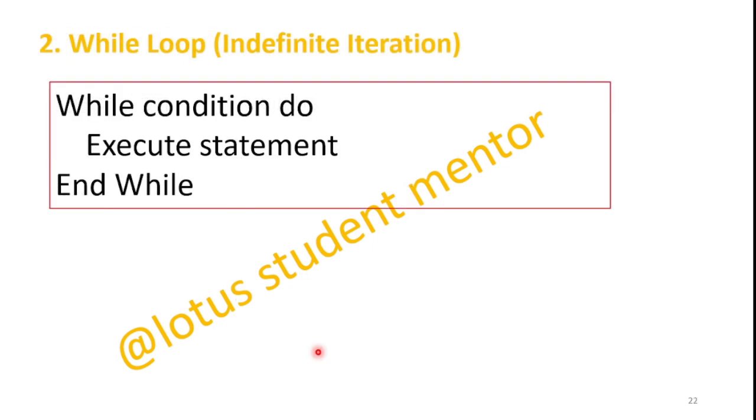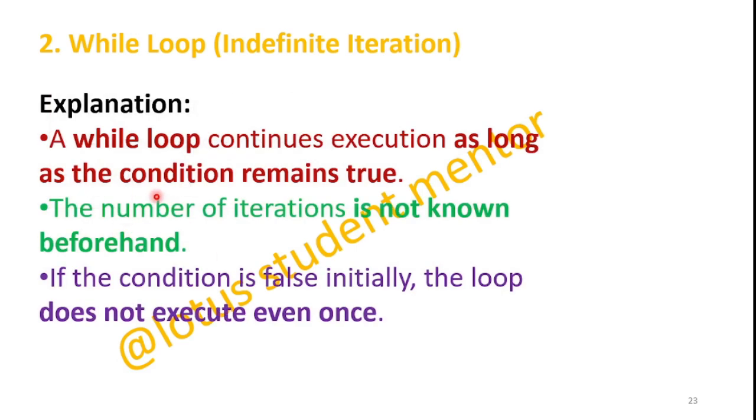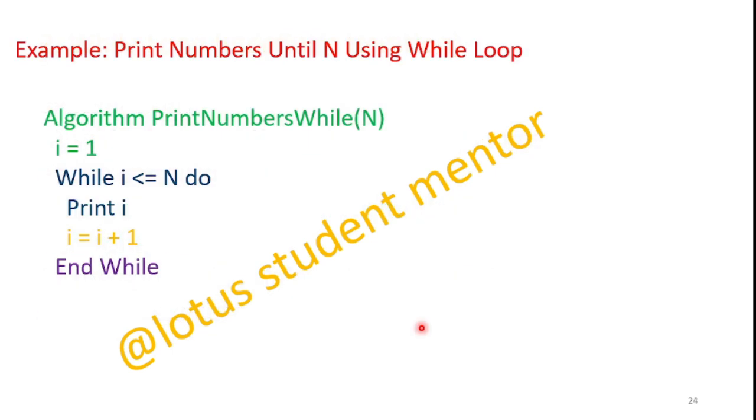Now let us go to the while loop, that is indefinite iteration. While condition do, execute statement, end while. Let us take the explanation of the while loop. It continues execution as long as the condition remains true. Very, very important: that's why the number of iterations is not known beforehand. That's why it is indefinite iteration. In a while loop, if the condition is false initially, the loop doesn't execute even once. That is very, very important. We will see the difference between for loop and while loop.